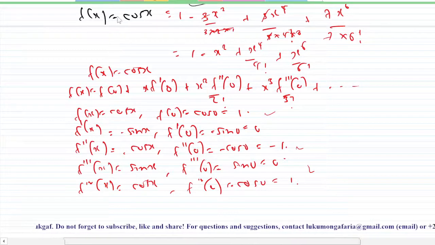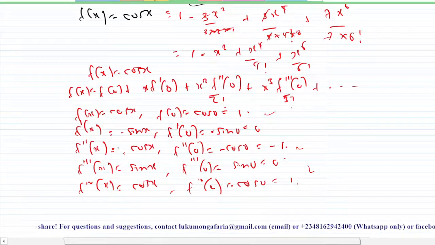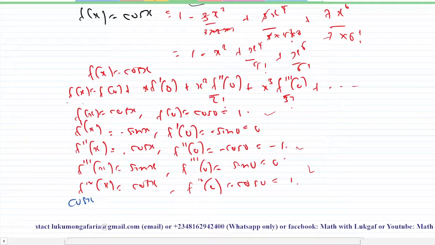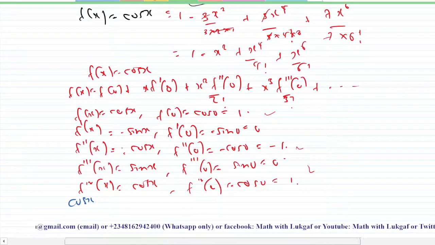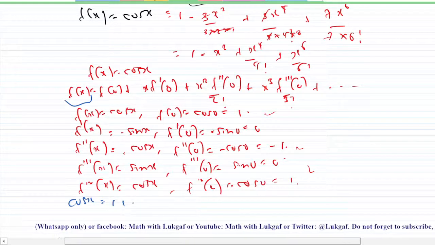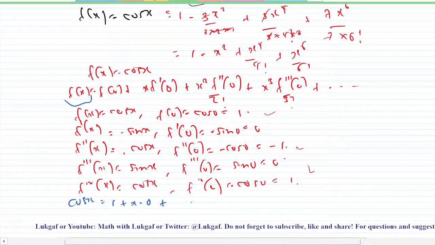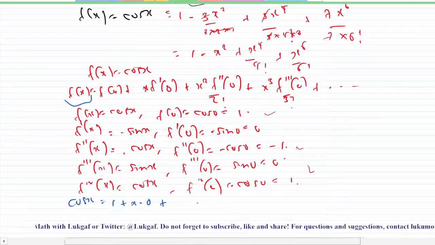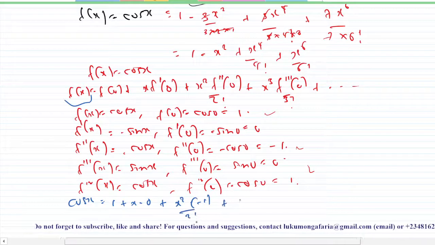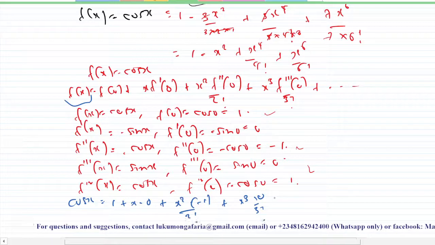So if that is clear, then you can substitute the values of this function. So then you have your cos x, which is your f(x), right? We are substituting into the formula now. What is your f(0)? That is 1 plus x, f'(0) is 0, right? x squared, f''(0) is what? Minus 1 divided by 2 factorial. Then plus x cubed, f'''(0), that is 0 divided by 3 factorial.